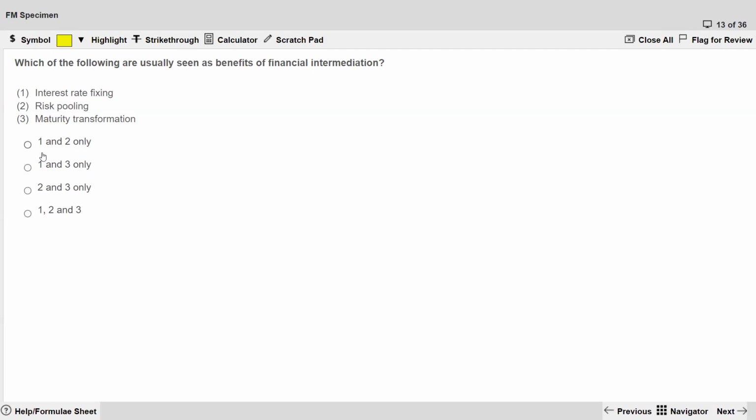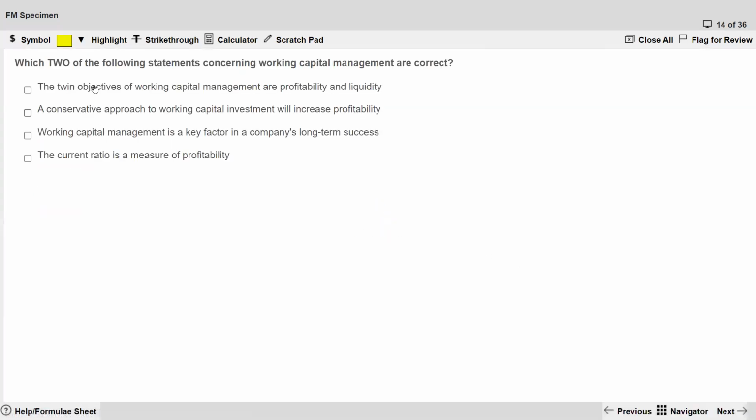Maturity transformation and risk pooling are the main things that happen. Instead of interest rate fixing, you have these two things. Risk pooling, where the risk is aggregated, plus maturity transformation. They could take a 10 months loan, 11 months loan, 5 months loan, and give it out to you, suiting your maturity of 2 years, 3 years, whatsoever. Interest fixing could be an advantage, but generally it could be done even without an intermediary.